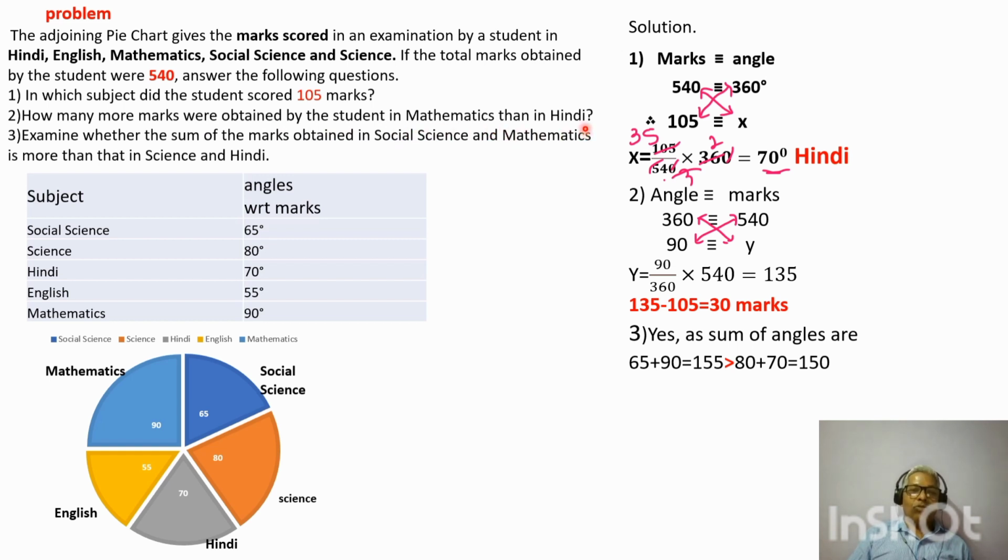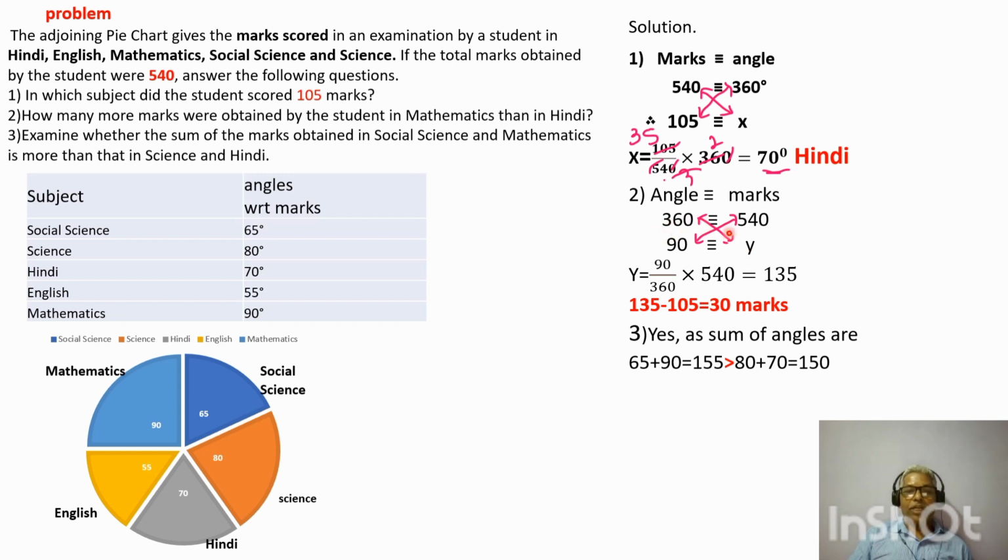To see how many marks are obtained in mathematics, we have only the angle. Now we are trying to convert this angle into marks. Earlier we converted marks into angle, now we are converting angle into marks. So the procedure remains the same. You can take angle on this side, marks on this side, it doesn't matter. Only angle should come below angle and marks should come below marks.